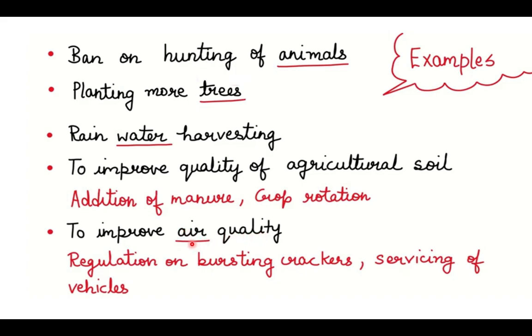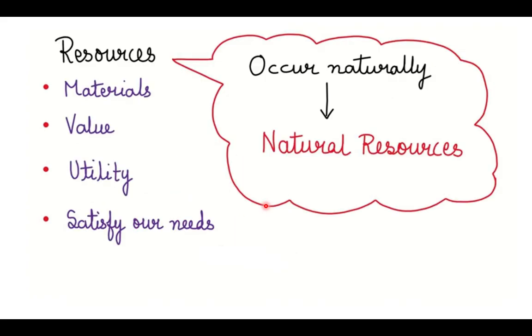And then to improve the quality of the air. That means what? If trees are planted, the air can be purified. Pollution should be controlled. So air quality should be maintained. There should be regulation on bursting crackers, so crackers should be burst in a regulated manner. And vehicles should be properly serviced so that pollution can be controlled. These are some of the examples to conserve our environment.